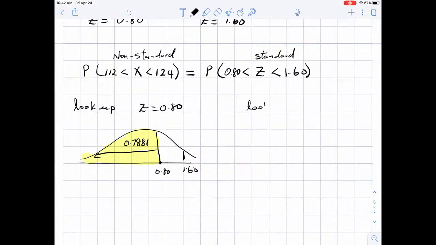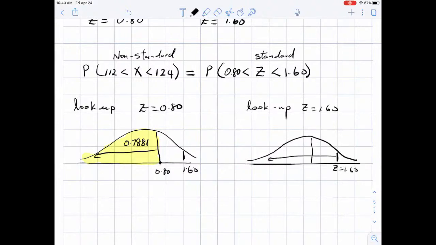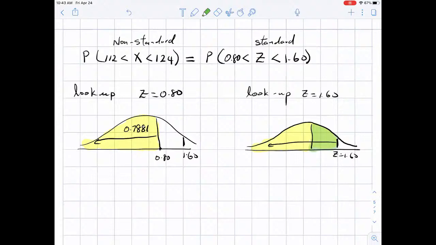Now, when you look up Z equals 1.60, what you're really looking up is all of this. You're looking up the yellow and you're looking up the green that you want to find. So when you look up 1.60 on your table, what value do you have? 0.9452.